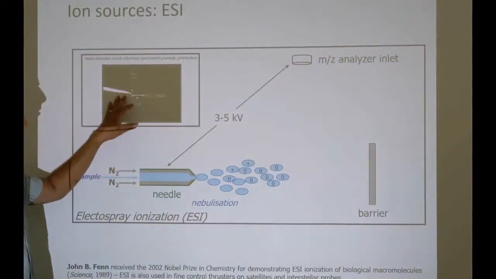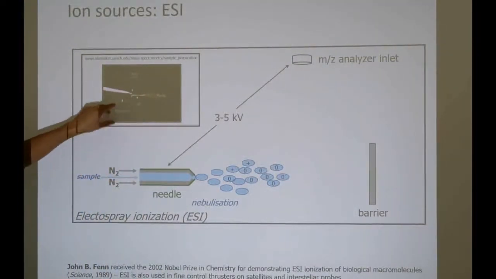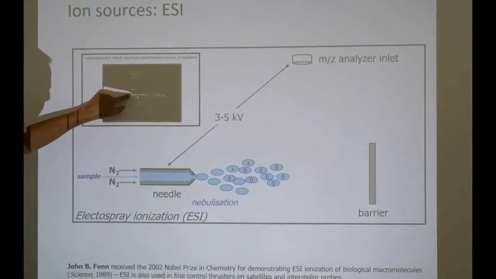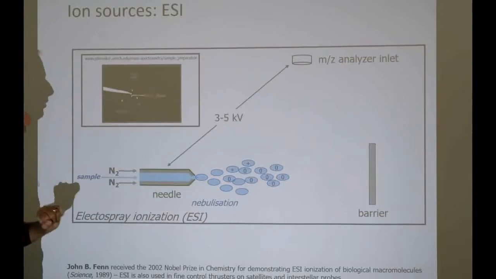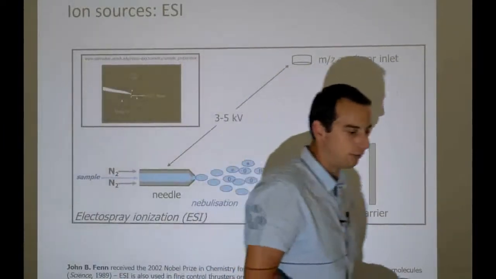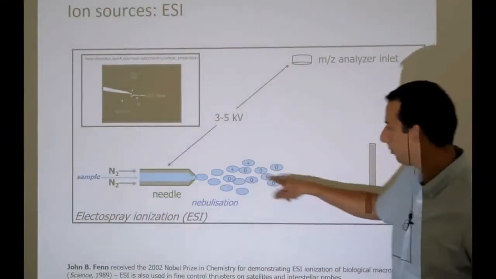Here's a nice picture of this in a mass spectrometer. You see the needle. There is here the tip of the needle, a jet with a plume of droplets results. And that's what I've rendered here for you. I've shown you here all these little droplets.